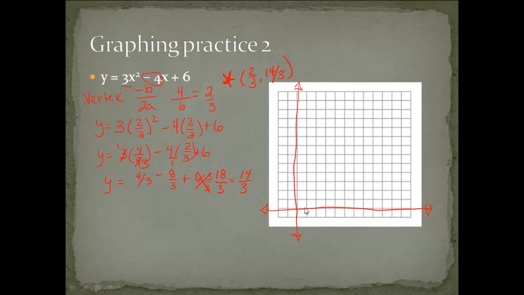Alright, so I need to go over 2/3, which is about here, and then up to 14/3. Well, if you're not sure where 14/3 is at, go ahead and divide 14/3 out, and you should realize that it's at 4 2/3. So I'm going to go over 2/3 and then up 4 2/3. And right here would be my vertex.